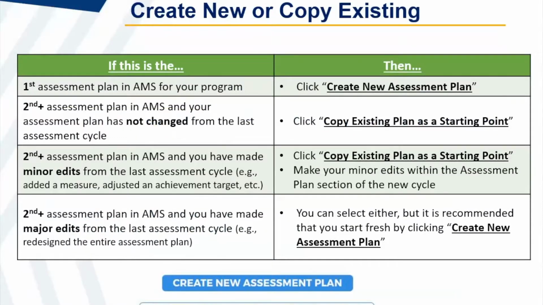And that brings us to the final step before submitting, which is to plan ahead for the next academic year. For example, I just finished the 2016-2017 assessment cycle, so now I need to fill out the plan for 2017-2018. Copying over an existing plan is a great way to save time, but that only makes sense for you to do if your plan has not changed or has very minor edits. If you are unsure if you should create a new plan or copy an existing plan, then please pause the video here to take a moment to review this table.